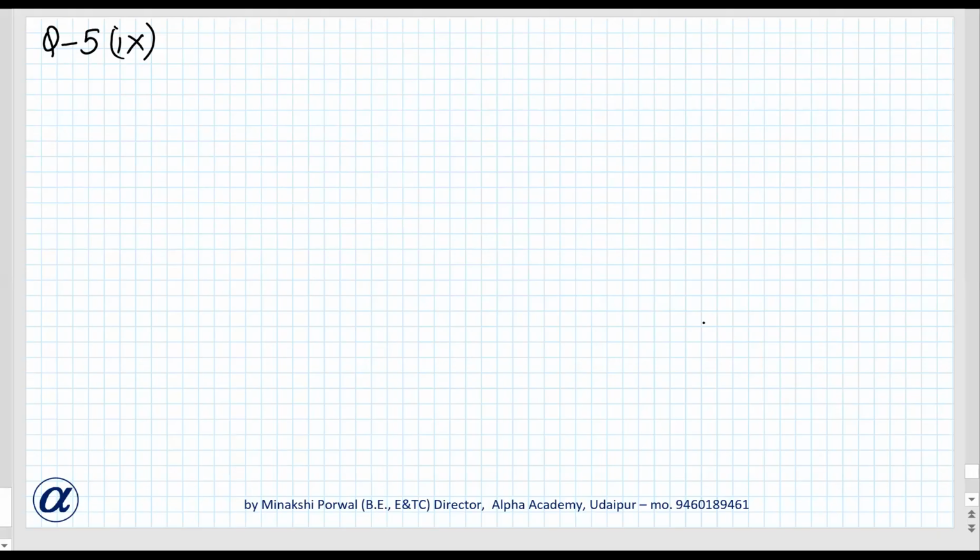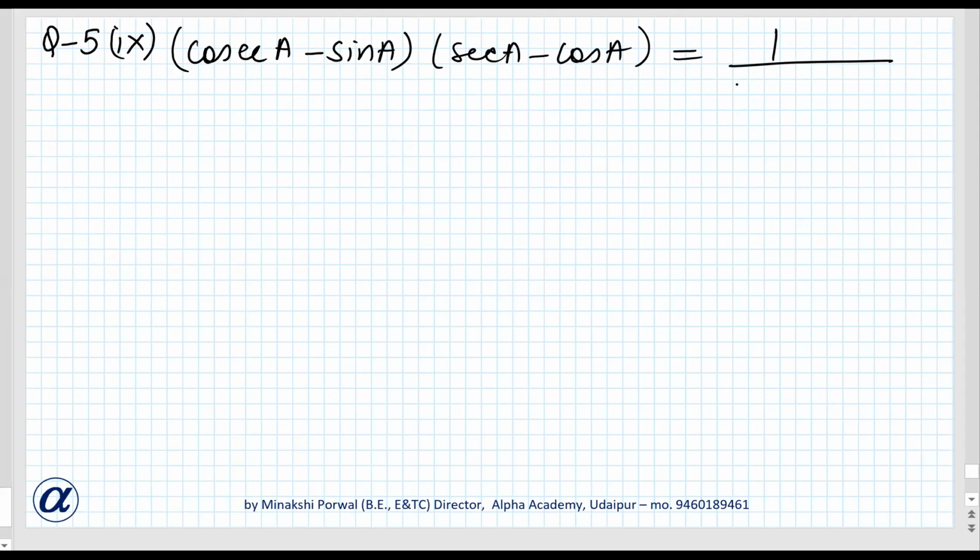Okay. So fifth question, ninth part. (Cosec A minus sin A)(sec A minus cos A) equals 1 by (tan A plus cot A). It is not necessary that every time we have to solve LHS and obtain RHS. We can solve both the parts and prove them equal. So in this question, we are going to do it this way only. We are taking LHS, solving it and obtaining something simplified, solving RHS, obtaining something simplified, and both should be equal. So LHS I am taking: cosec A is 1 upon sin A, minus sin A.